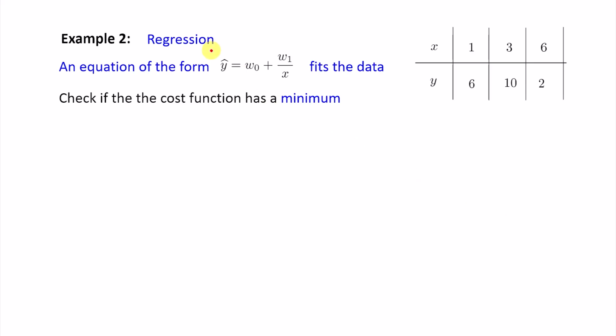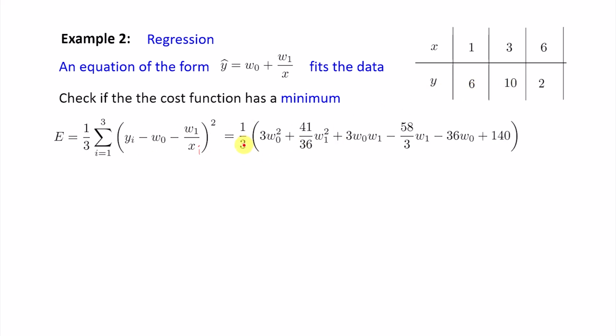Similarly, I take an example of regression where through these 3 points, I am fitting a line y hat equals w0 plus w1 by x. We have to see whether the cost function indeed has a minimum here. To see that, I write this cost function E as 1 by 3, we have 3 points, summation from 1 to 3, of yi minus w0 minus w1 xi, whole squared. I can expand this putting the values of xi and yi, and it will come like this: 1 by 3, 3 w0 squared, 41 by 36 w1 squared, 3 w0 w1, etc.